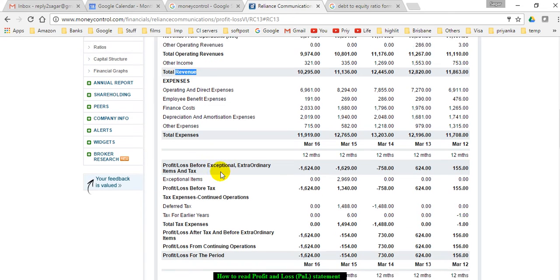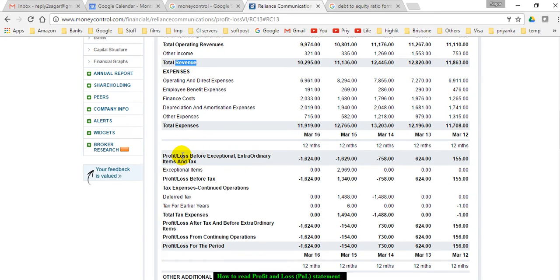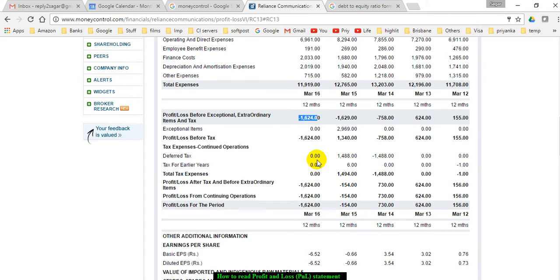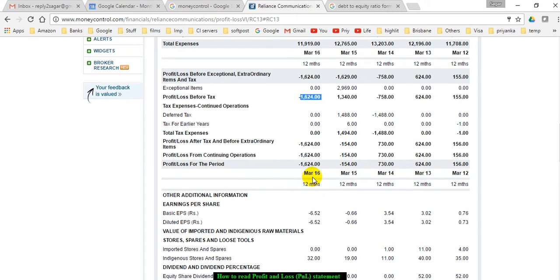And over here you will notice at the end, profit and loss before exceptional and extraordinary items and taxes. To calculate this number, all you have to do is deduct the total expenses from the total revenue. And the number is minus 1,624. So this company is making losses, and profit and loss before tax is this much, minus 1,624. And after taxes, it is the same.